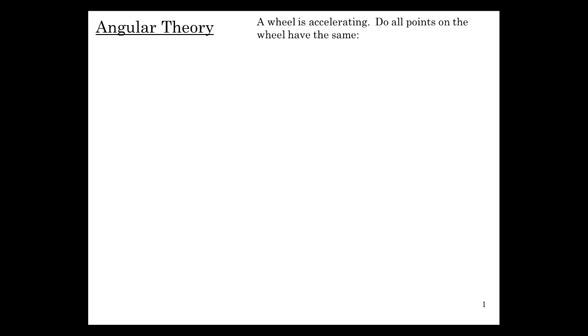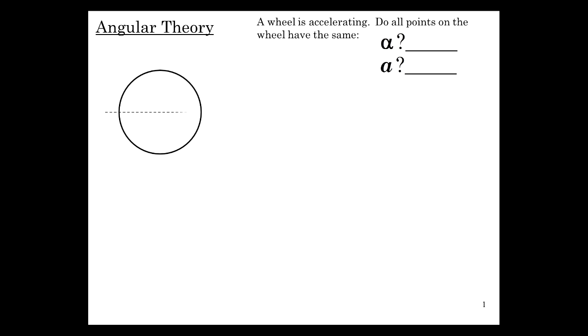Now let's basically derive the key concepts of angular theory. This short video will be essentially putting together the relationship between the angular and translational parts. So it's pretty important to understand how we get the results we do. We're going to consider an accelerating wheel and wonder if the points on the wheel all have the same angular acceleration and linear acceleration. Those are questions we'll address.